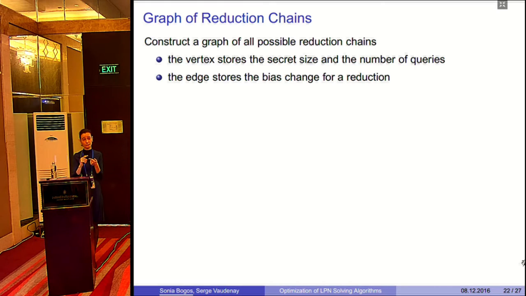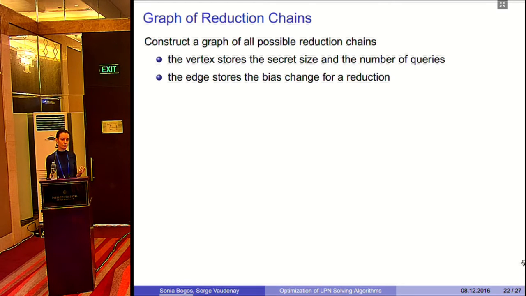What we're going to store in the vertex is information about the secret size and the number of queries. So this tells us, given that we're at a point in a graph, in what LPN instance we are, how long is the secret, and how many queries we have. And the edge is going to perform a reduction from one vertex to another. It's going to store information about the bias, how the bias changes.